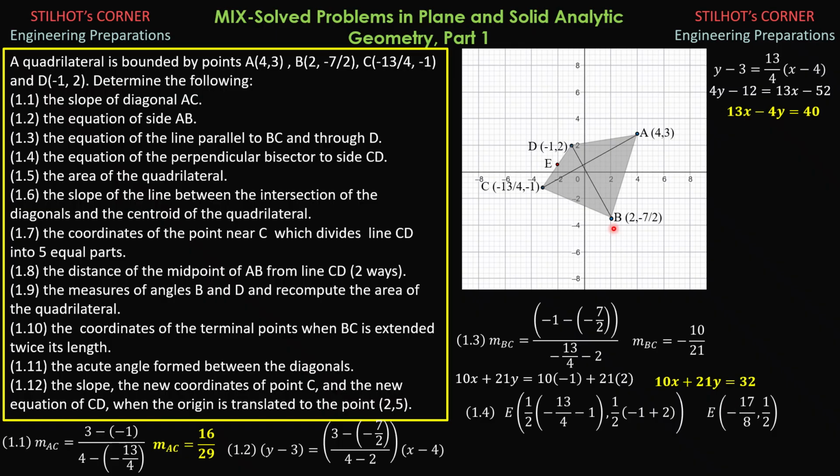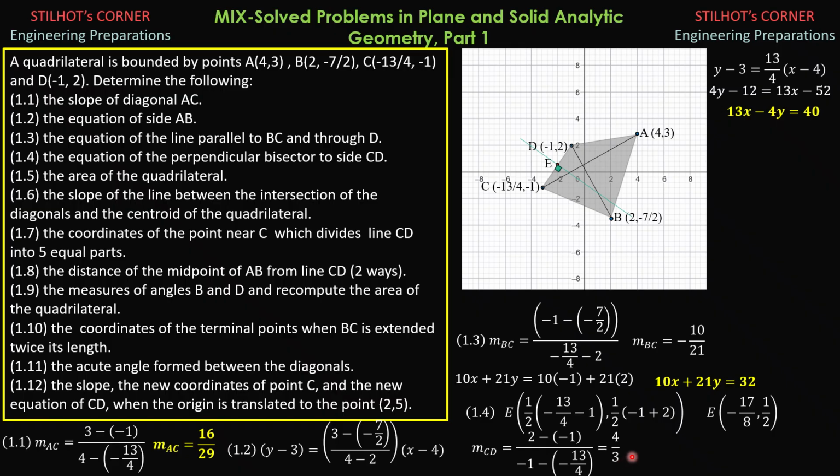Next, we need the slope of CD, and the slope of the line perpendicular to CD is the negative reciprocal of the slope of CD. So the slope of CD is 2 minus negative 1 over negative 1 minus negative 13 over 4, and that is 4/3. Therefore, the slope of this green line, which is perpendicular to CD, is the negative reciprocal of 4/3, which is negative 3/4.